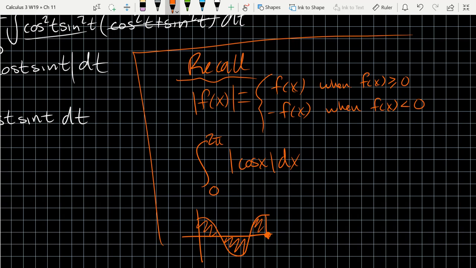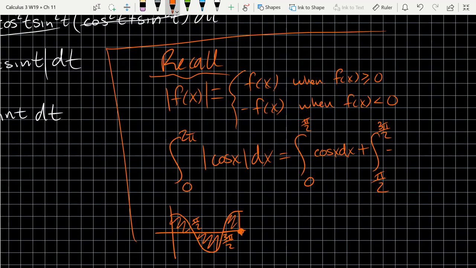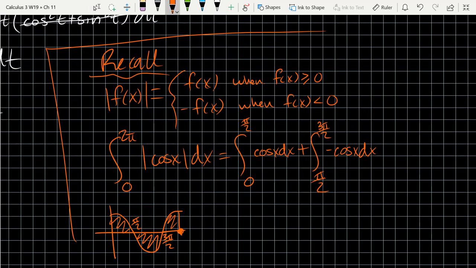But the way to properly do this, we have pi over 2 and then 3 pi over 2. That's where it goes from positive to negative and back to positive again. So I would go 0 to pi over 2 cos x dx plus integral pi over 2 to 3 pi over 2. Now because it would be negative here, I have to make it positive again. So it's negative cos x dx. We're flipping it to positive right there. And then 3 pi over 2 to 2 pi cos x dx. So that's how we would deal with absolute value.